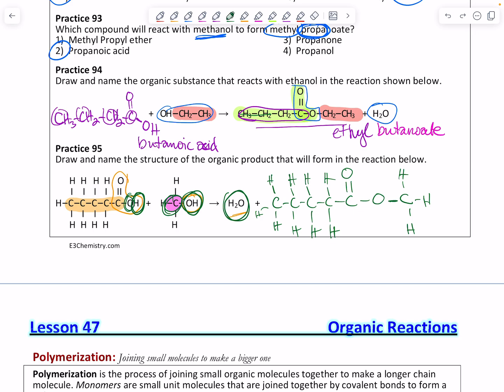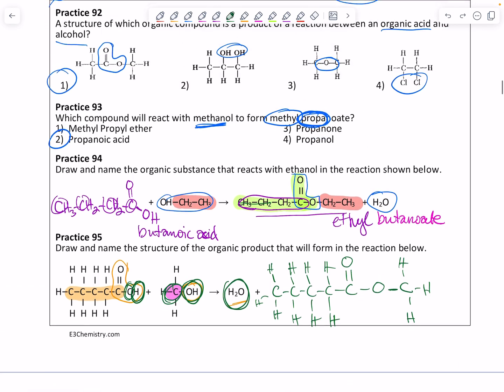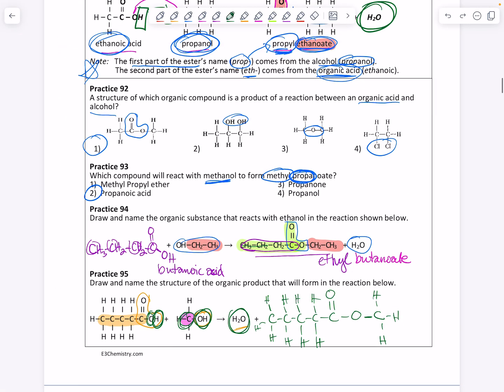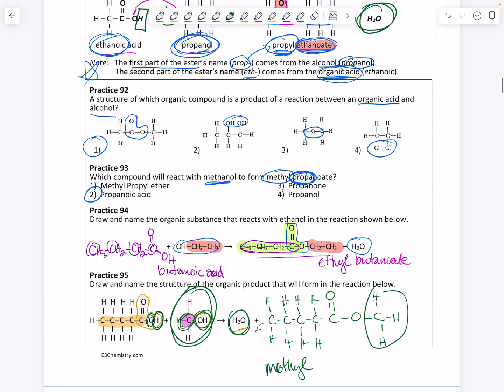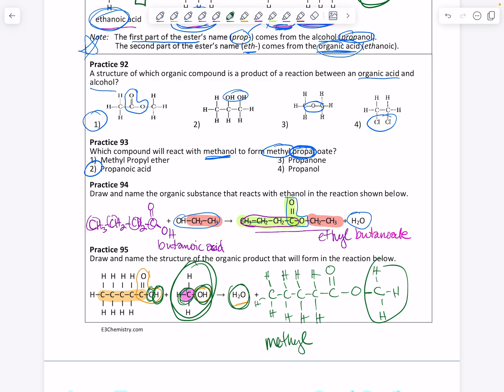To know the name, we go back up and look at the pattern that we did. The first part of the name comes from the alcohol. This alcohol over here was methanol, so this is methyl. The second part of the name comes from the organic acid. This was 5 carbons, so that's pentanoic acid, and this would be pentanoate. So methyl pentanoate.